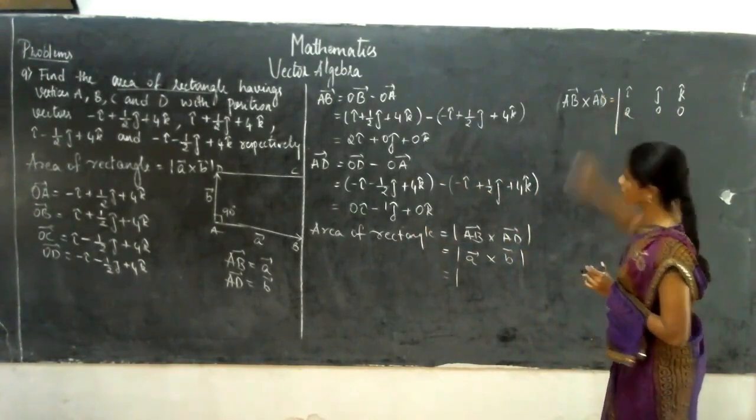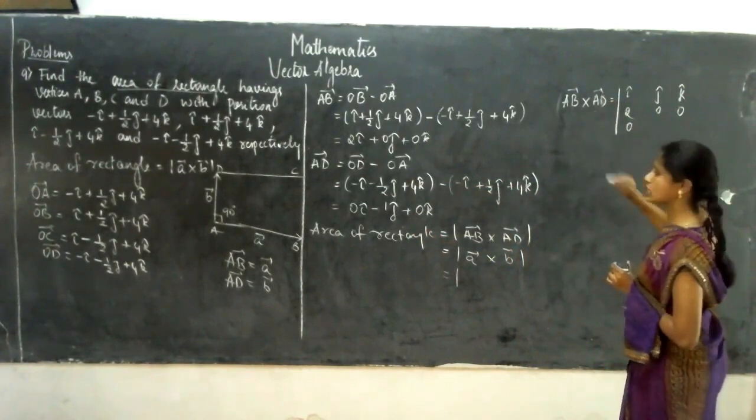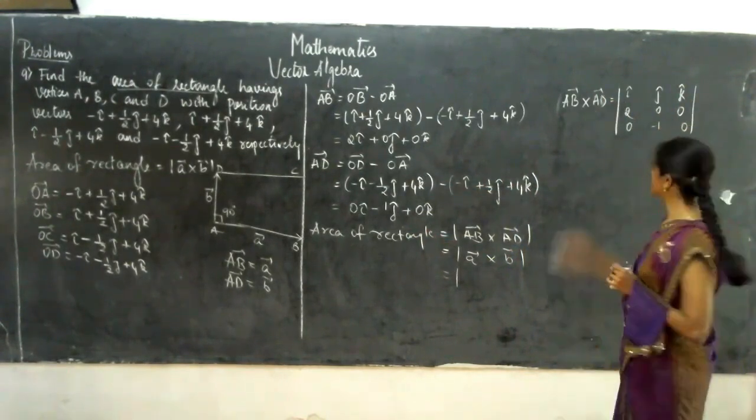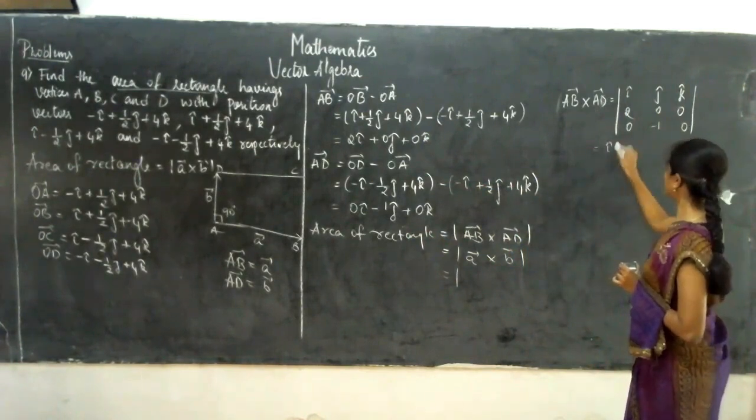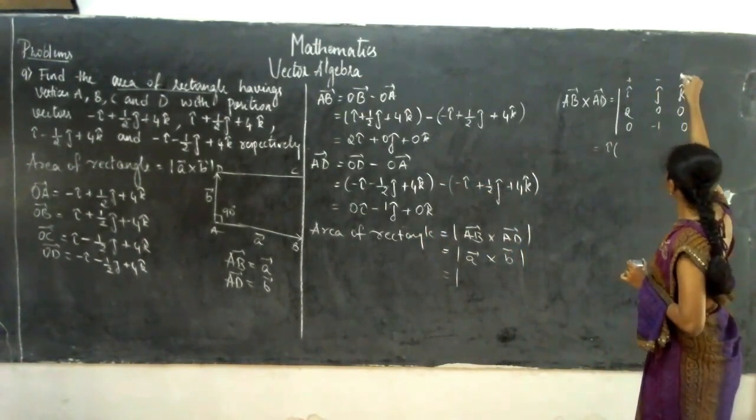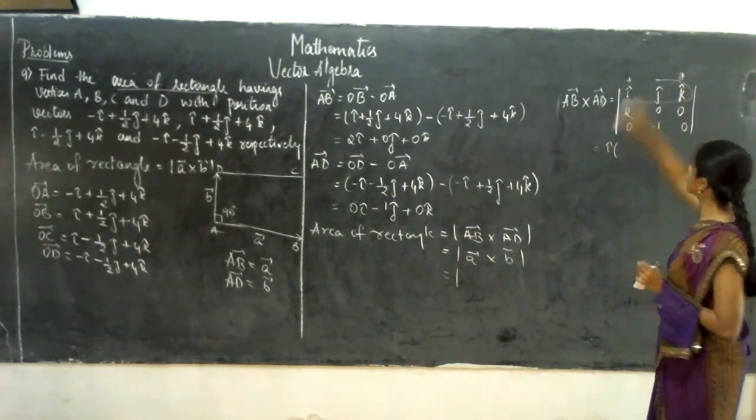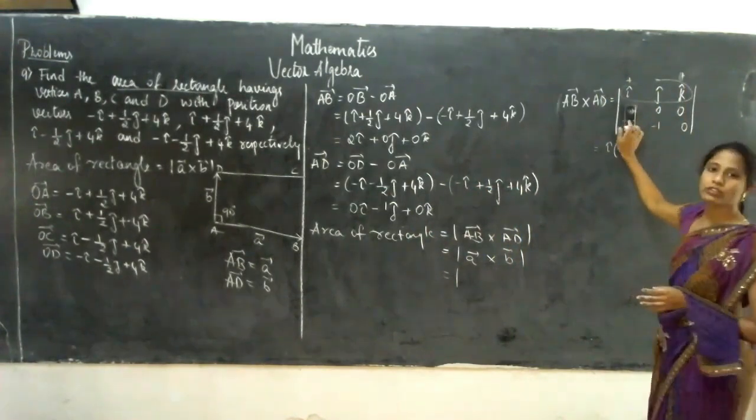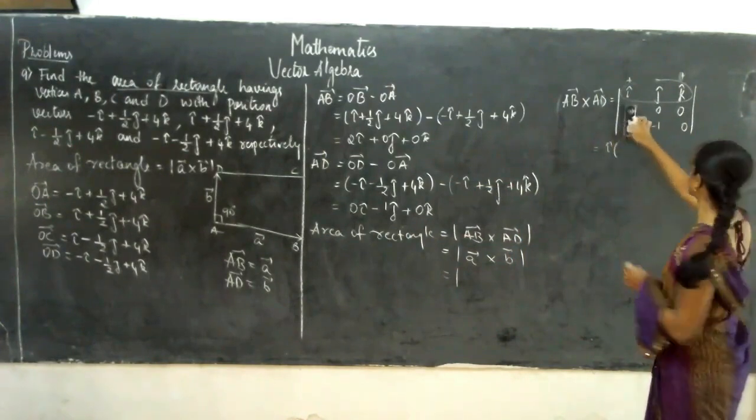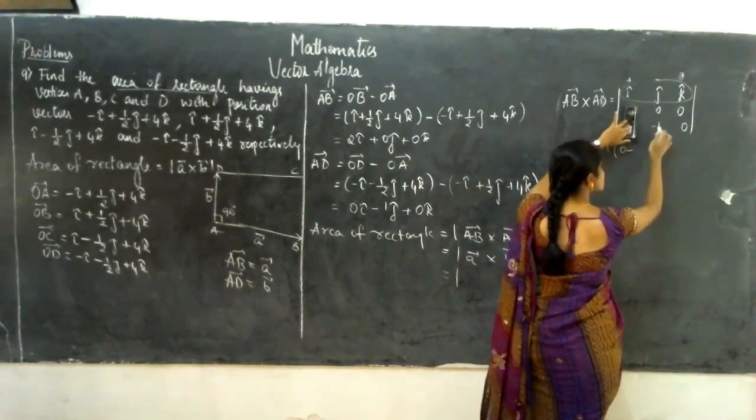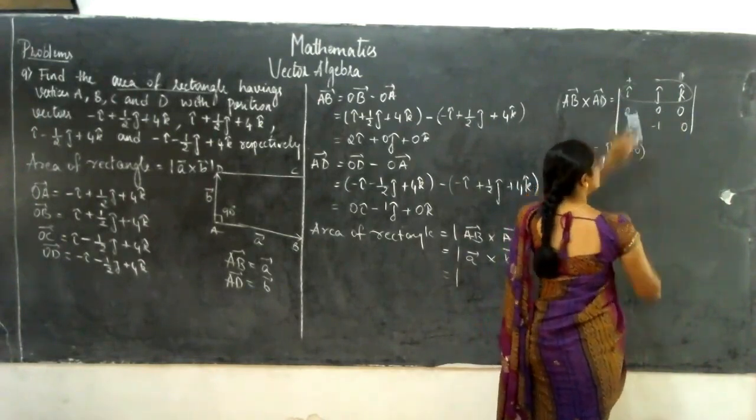So, the second vector's scalar components are 0, minus 1, and 0. Therefore, simplifying this, i cap into... What you should do here is neglect the first row and the first column. So if you neglect the first row and the first column, you will have 0 into 0 into 0 minus 1 into 0 into again 0.